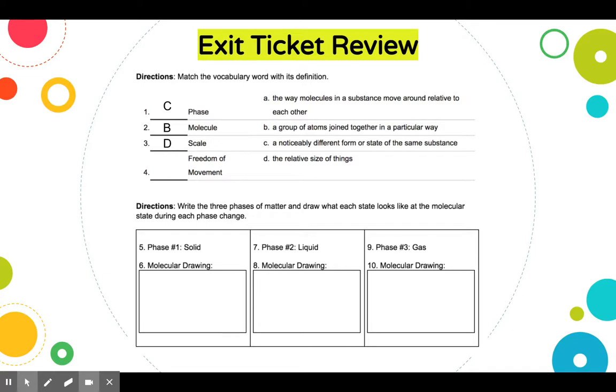For scale, that is the relative size of things. Remember, we talked about the micro scale versus the macro scale, the two types that we've been looking at, or the molecular scale instead of the micro. Number 4, the freedom of movement is letter A, the way molecules in a substance move around relative to each other in a particular way.